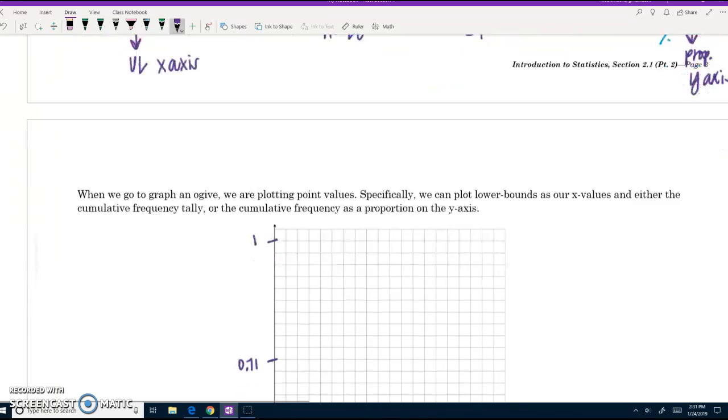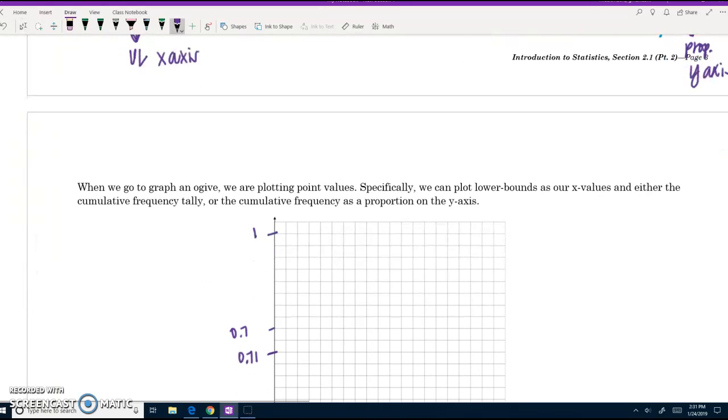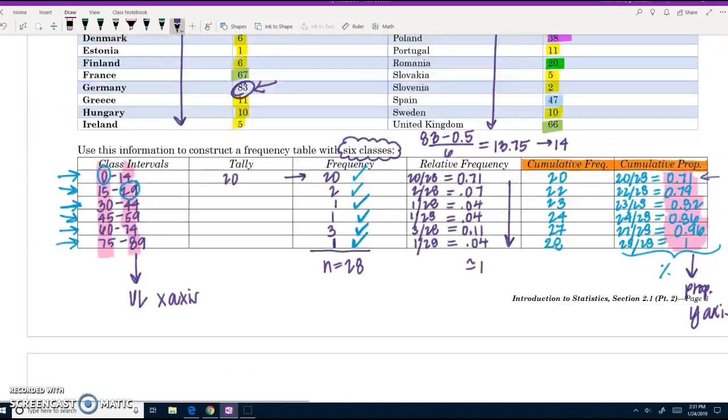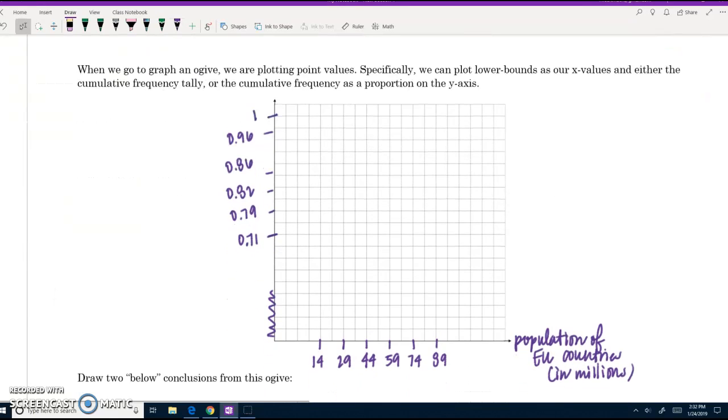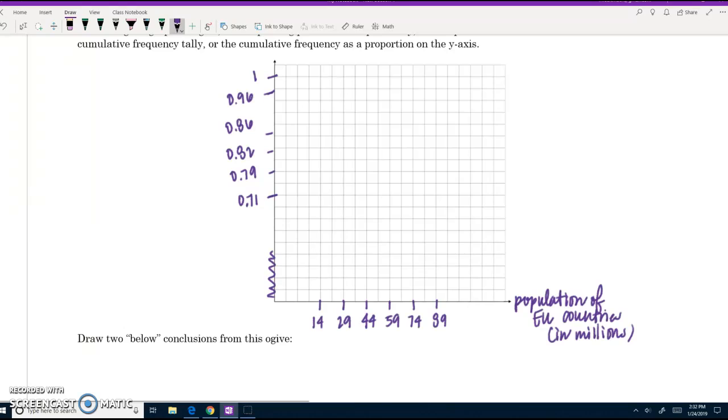So we need 0.79, so maybe about here. And then 0.82 is going to be a little bit closer there. We've got 0.86 and 0.96. So 0.86 is going to be pretty close here. And then 0.96 is going to be a little bit farther up there. It doesn't have to be perfect scaling, but just so it appears that the approximate distance between each of the values is correct. And then this is what we call our cumulative frequency. And we can express that in proportions or in percentages. They're equivalent, so it doesn't really matter.